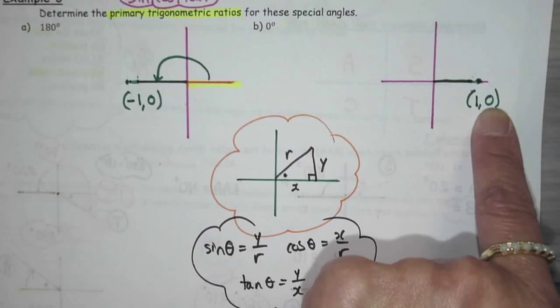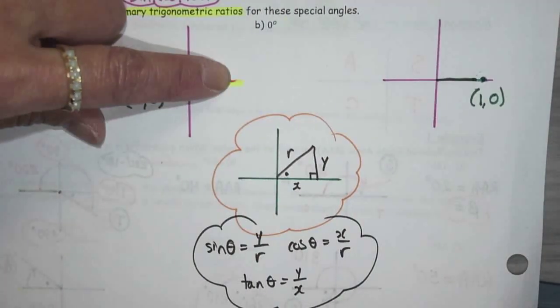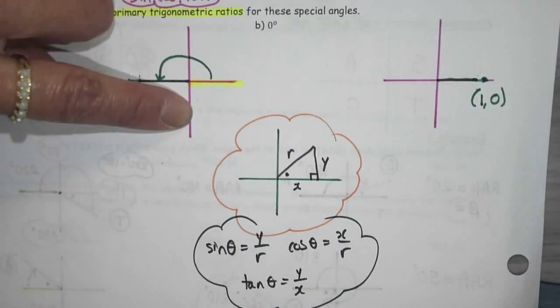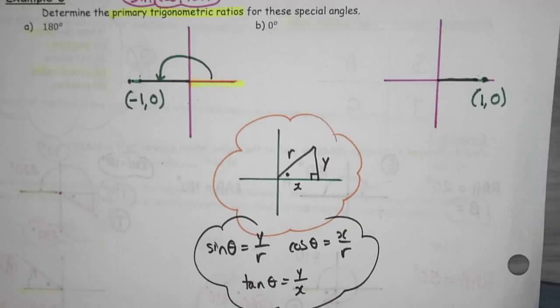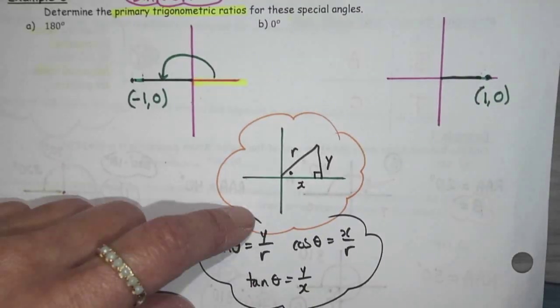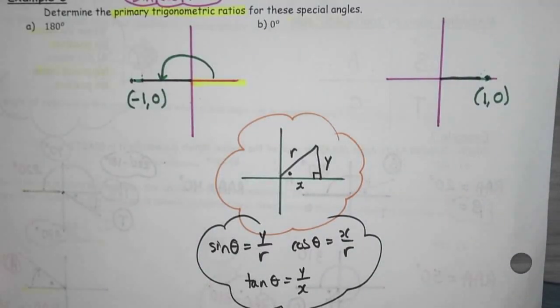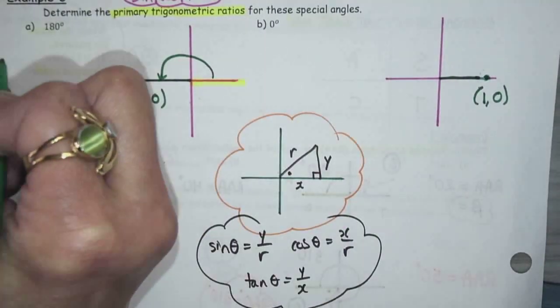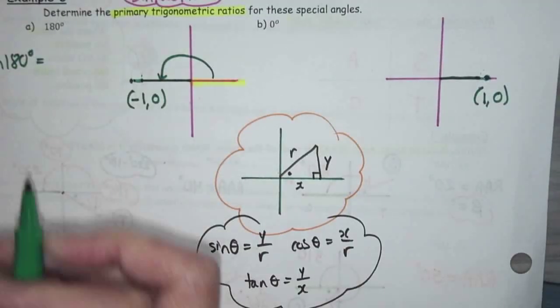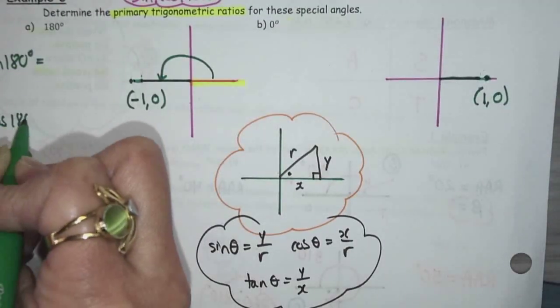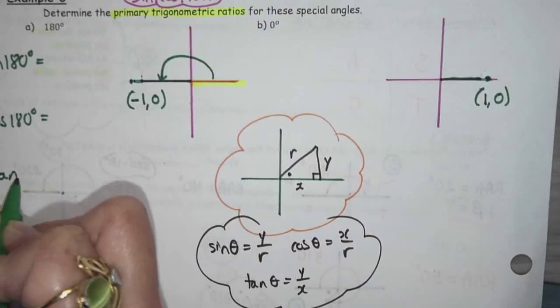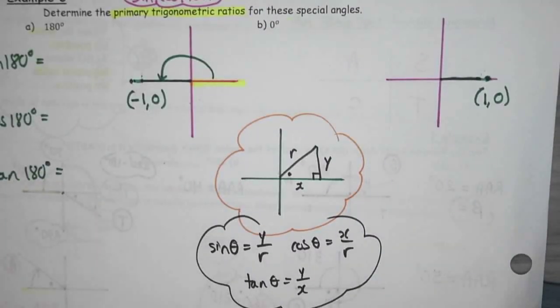Where's another one going to be? 360 and 270 and 90. Okay, so when you get those special angles, I need you to go to this formula, and you're going to answer it this way. It says all of them: sine of 180 equals, cos of 180 equals, and tan of 180 equals.